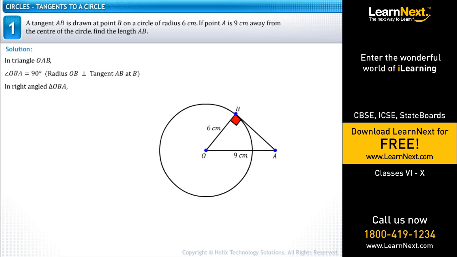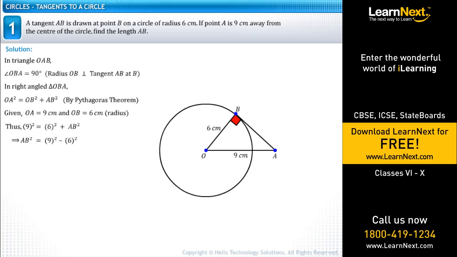Thus, applying the Pythagoras theorem in triangle OBA, we have OA square is equal to the sum of the squares of the sides OB and AB. The values of OA and OB are already given. On substituting and then simplifying, we get AB square is equal to 45, or AB is equal to the square root of 45, which is equal to 3 root 5. Thus, the length of the tangent is equal to 3 square root of 5 centimeters.